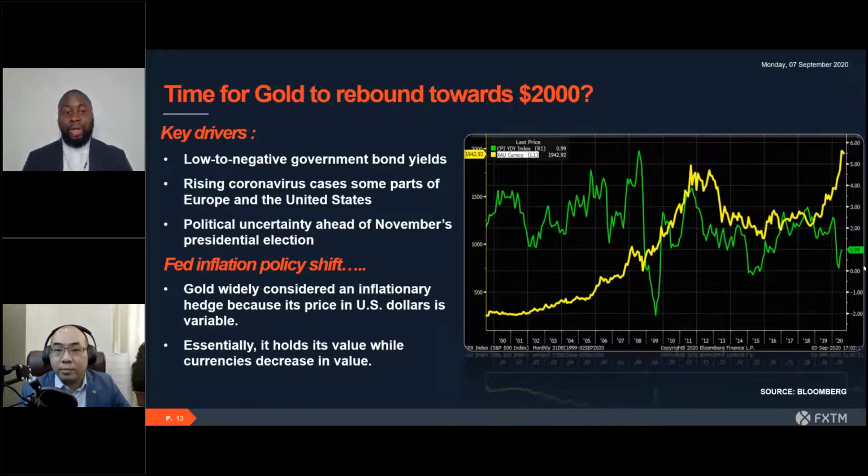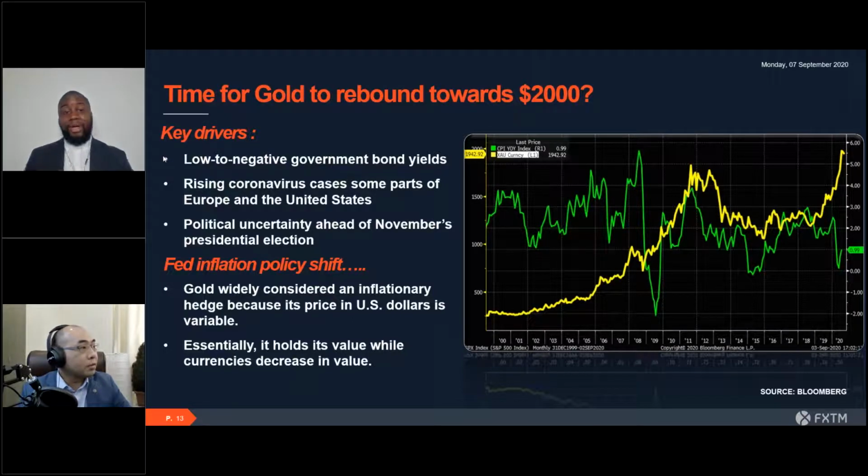There are many key factors driving gold prices higher. Number one, we've got low to negative government bond yields. Since the Fed went on limited QE, quantitative easing, or buying government bonds, it has increased the price of bonds, essentially reducing the yields. So, back to Economics 101, the opportunity cost of holding gold has declined, boosting appetite for the precious metal.